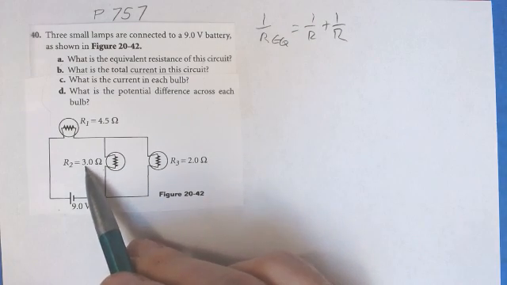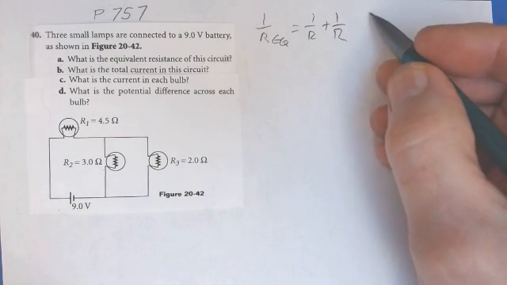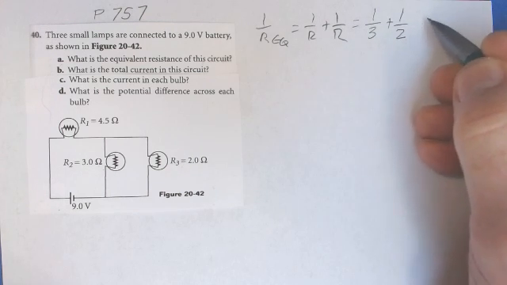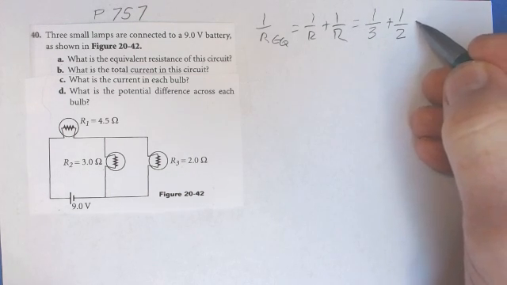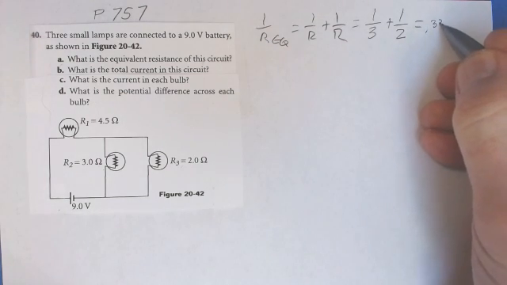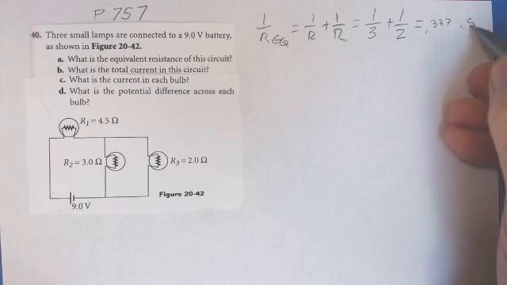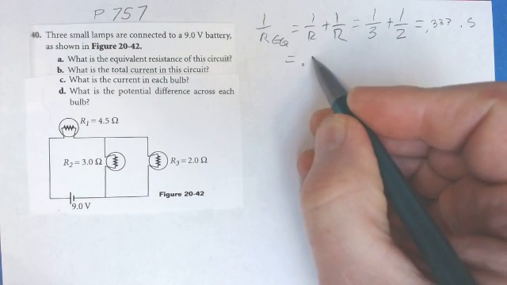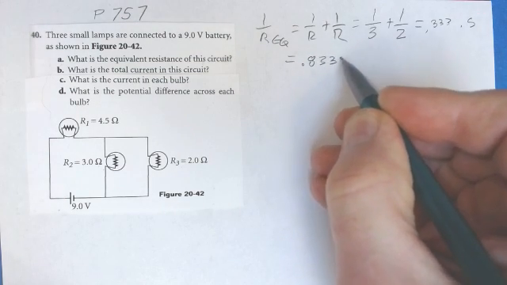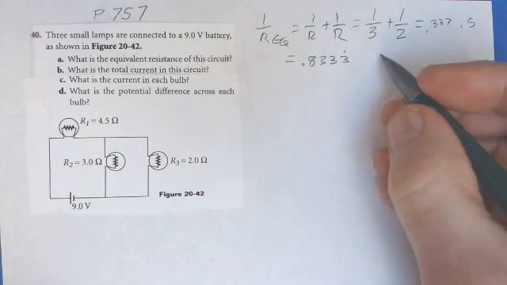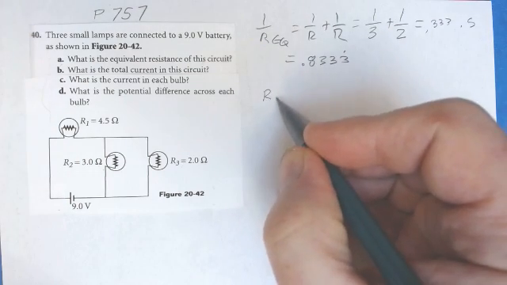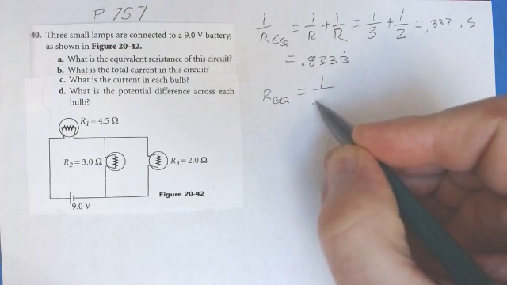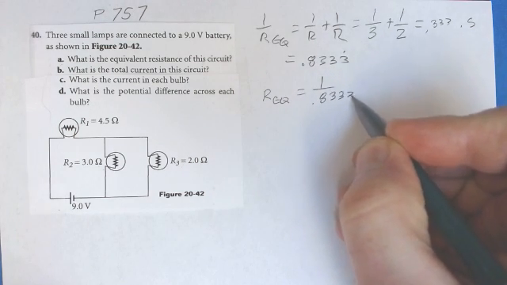In this case it's 2, 3, and 2, so equals 1 over 3 plus 1 over 2, which equals 0.333 and 0.5, which would be equal to 0.8333. So R equivalent would be equal to 1 over 0.8333.